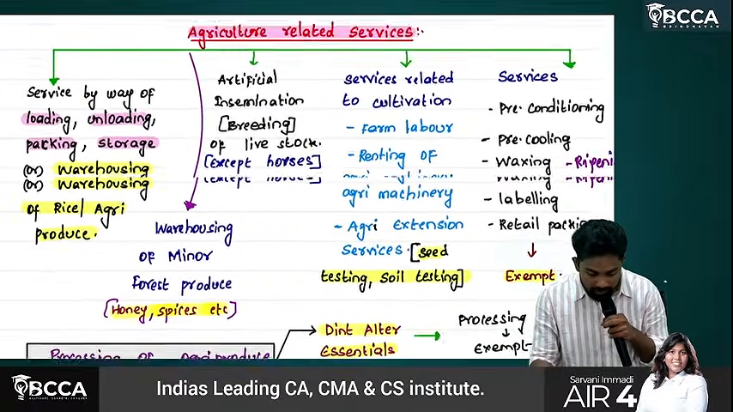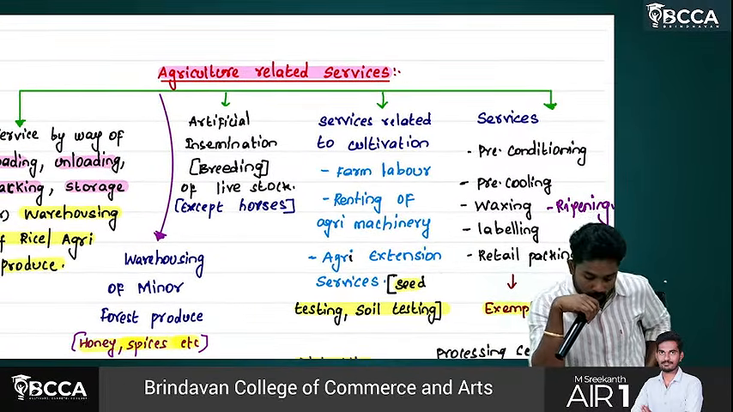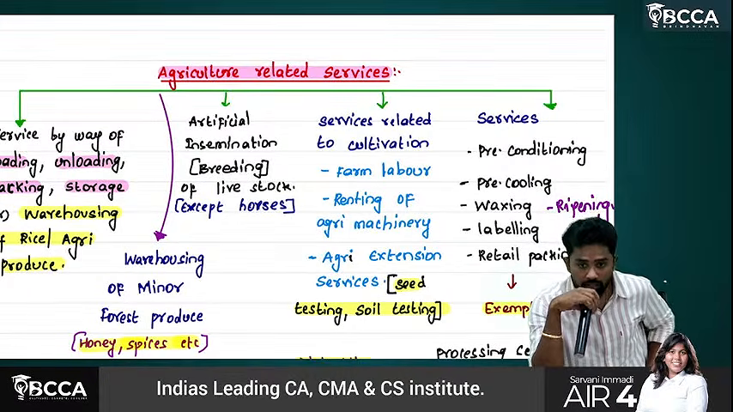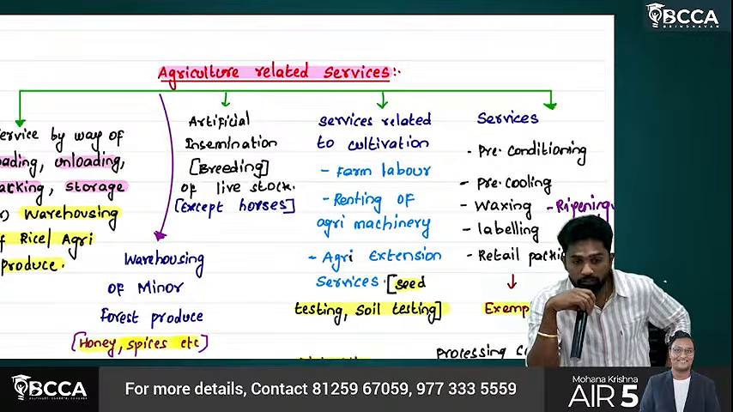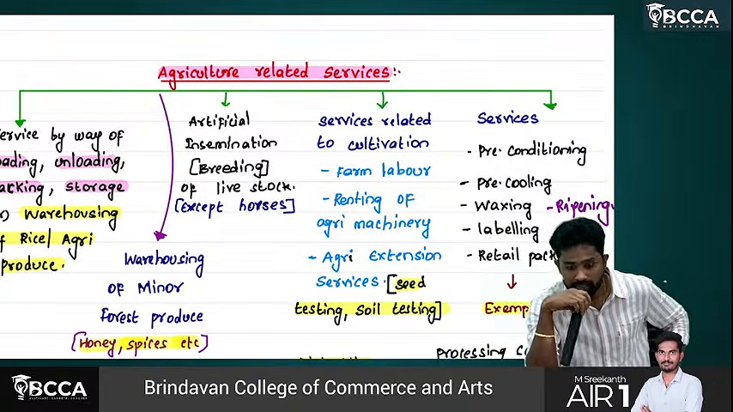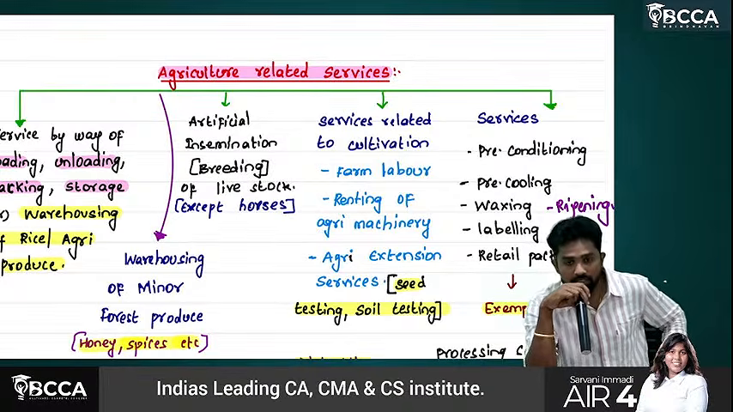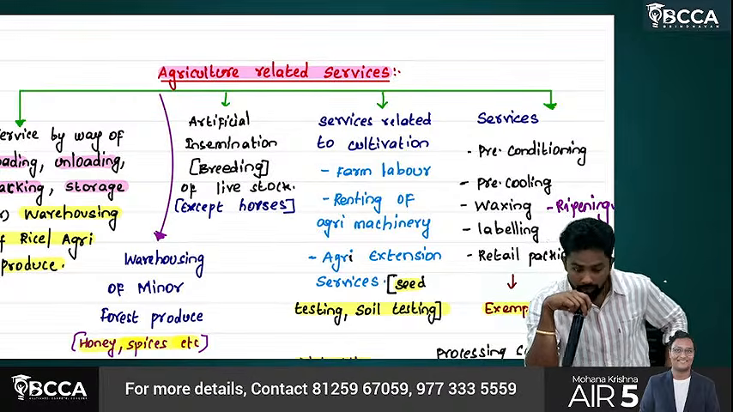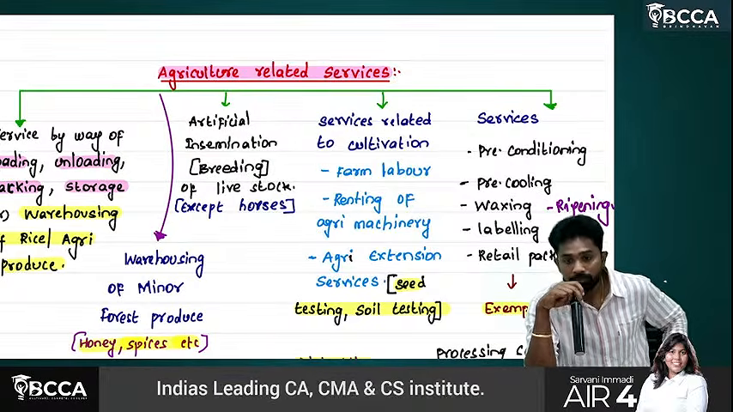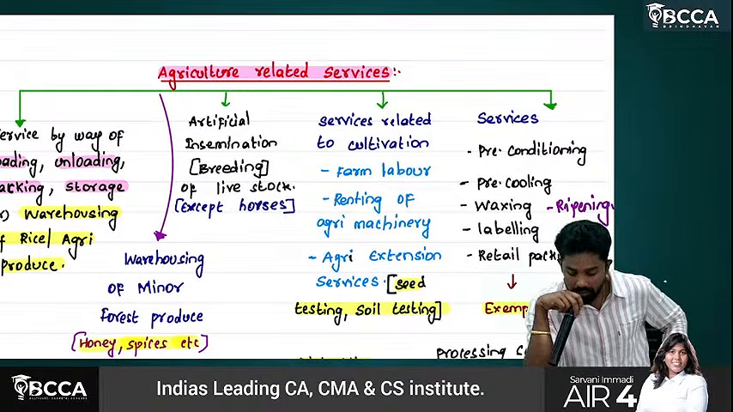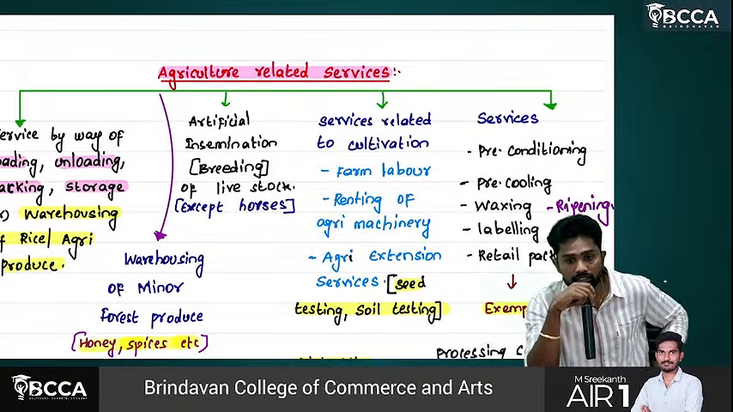Exempted. So look at it once again, sir. First one is what? Services by way of loading, unloading, packing, storage or warehouse of agri produce. Next one, warehousing of minor forest produce like what? Honey, spices, etc. Then artificial insemination of livestock. Then services related to cultivation of farm labor, renting of agri machinery, agri extension services. Then services like preconditioning, pre-cooling, waxing, labeling, retail packing. All these services are exempted.